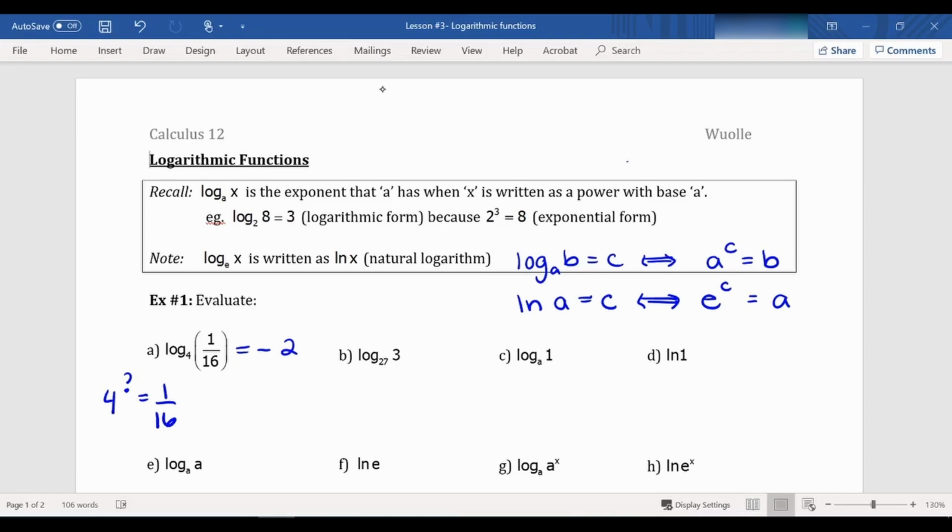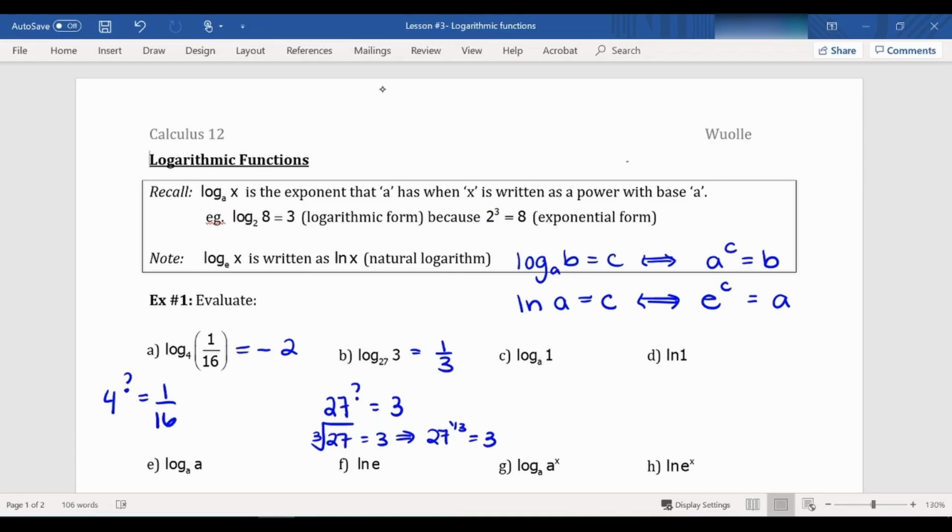The next one, log base 27 of 3. We want to know 27 to what power gives me 3. Well, I know the cube root of 27 gives me 3, and cube root is just 27 to the power of 1/3. So that means this is equal to 1/3.